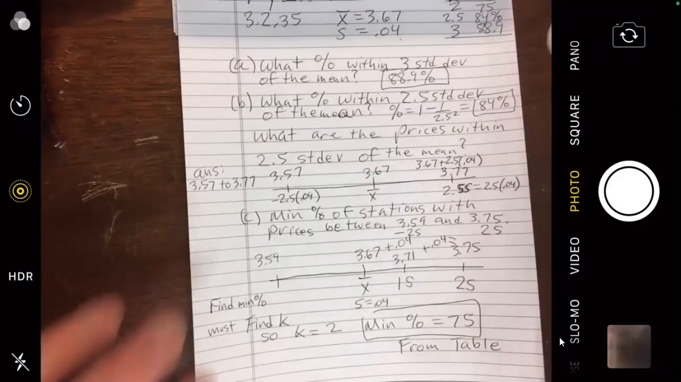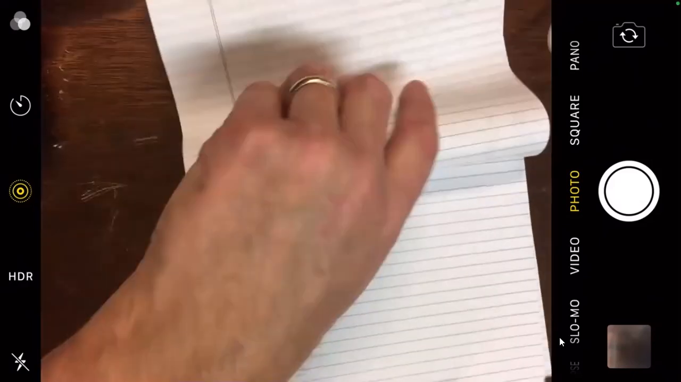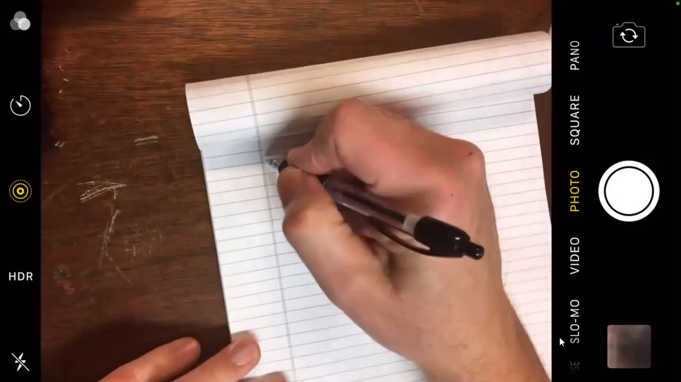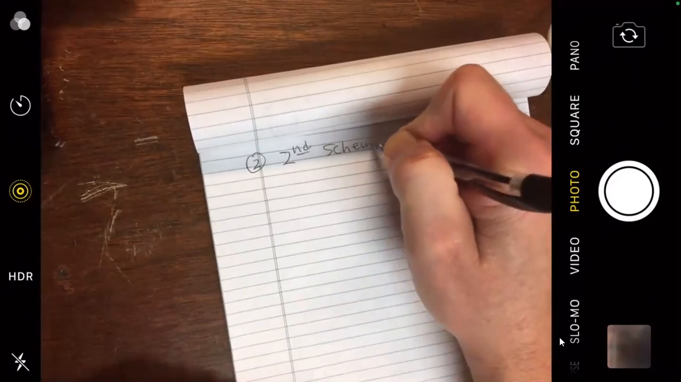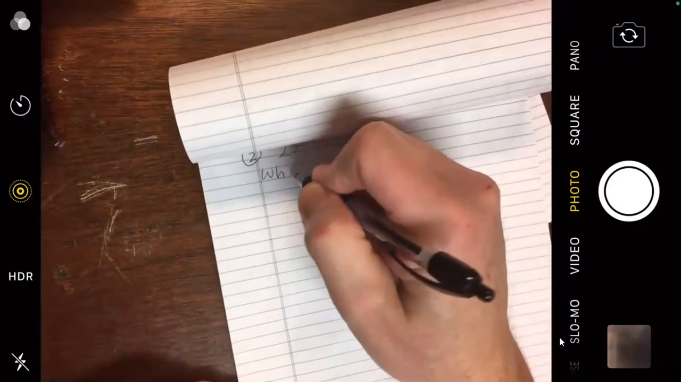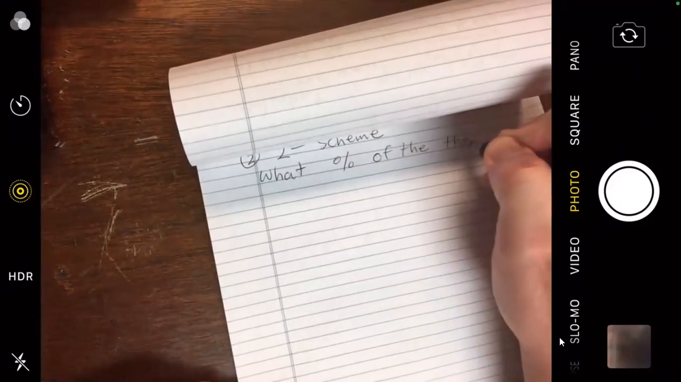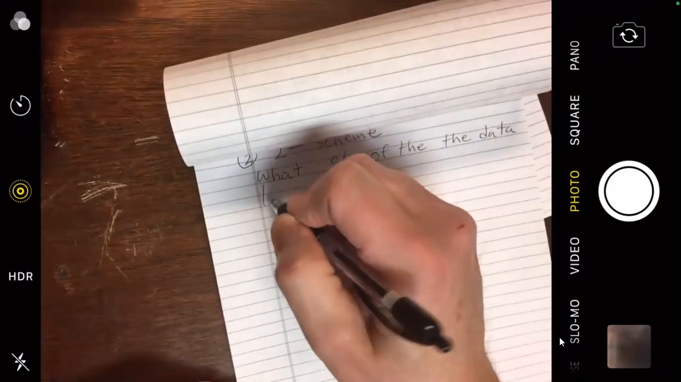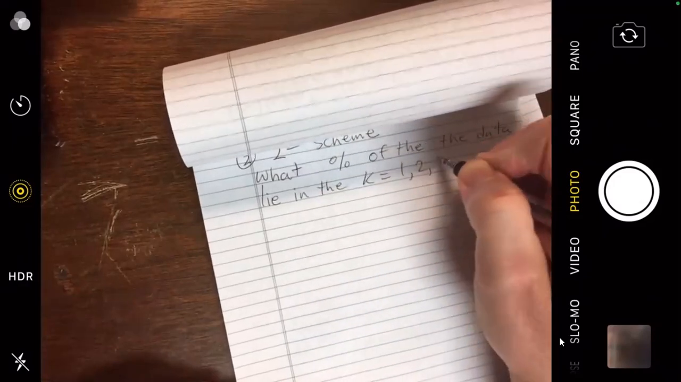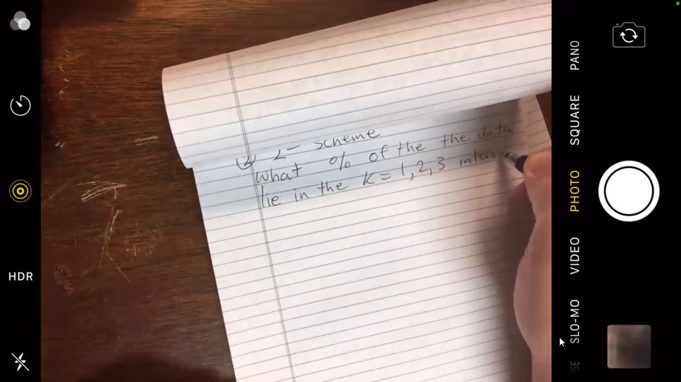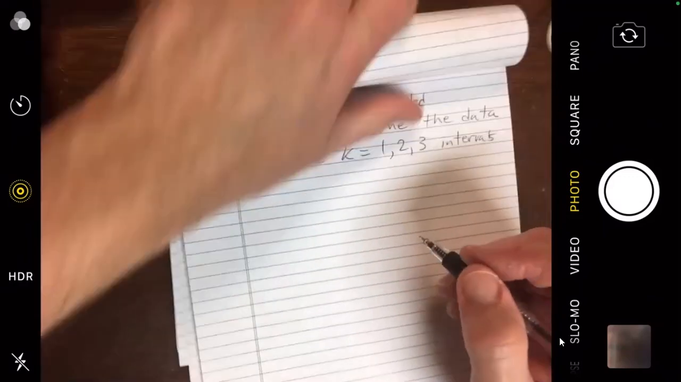All right, now we're ready for the empirical rule. We are going to get to an end of this. Trust me, there's a lot of stuff. Second scheme. Remember, the question is what percent of the data lie in the K equal 1, 2, 3 intervals. The second scheme is called the empirical rule.